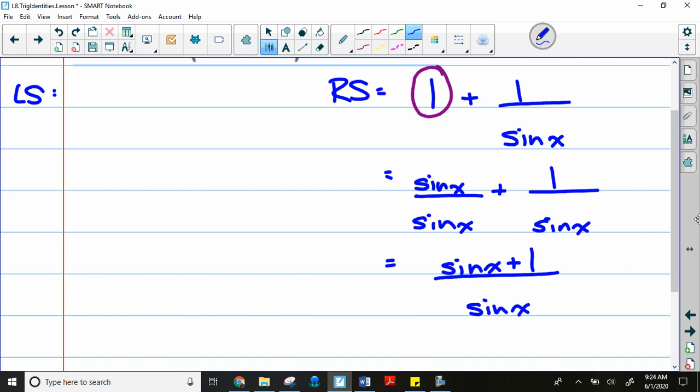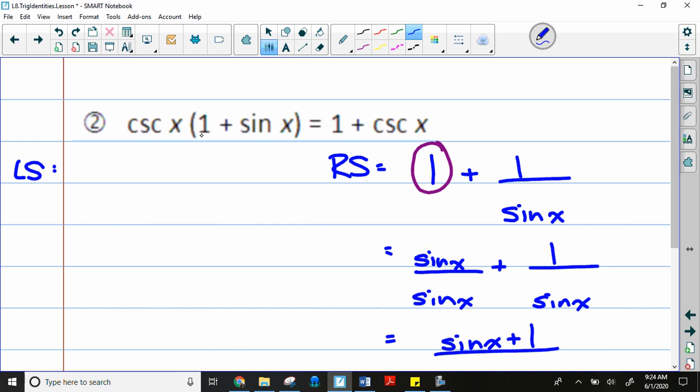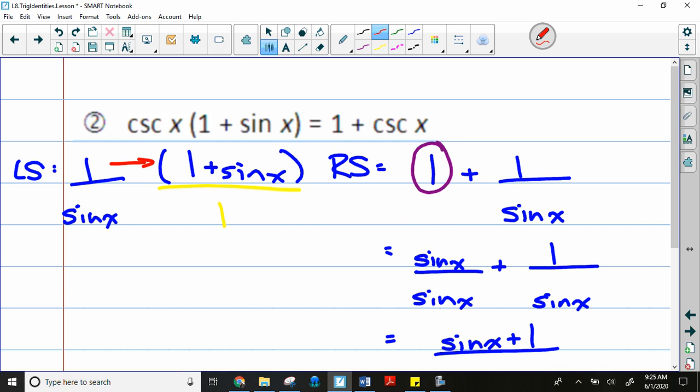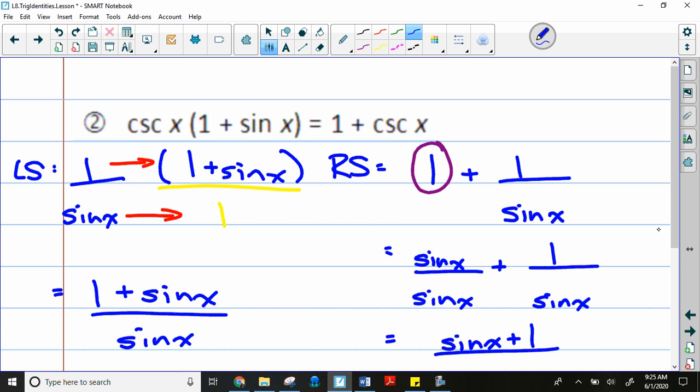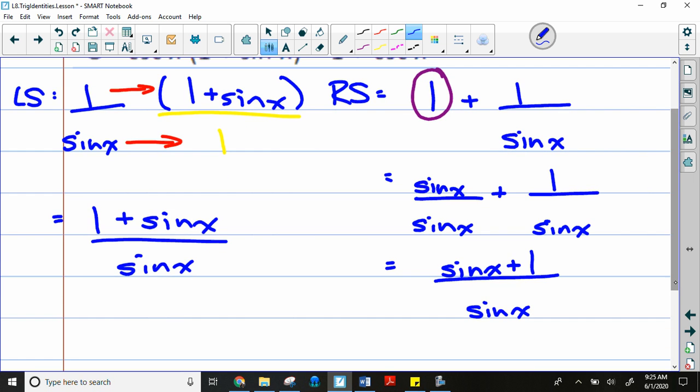So let's deal with this side. Let's change that cosecant to 1 over sine x. Now it's multiplying 1 plus sine x, but we could force this to become a fraction if we put it over 1. And then when we're multiplying, we go straight across, and we get 1 plus sine x over sine x. And guess what? That is exactly the same as the right-hand side.